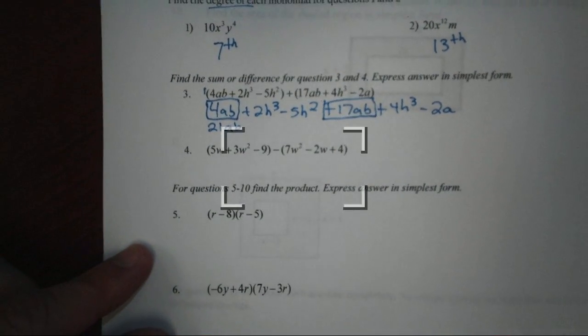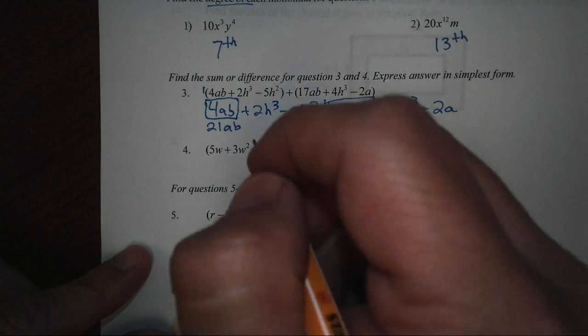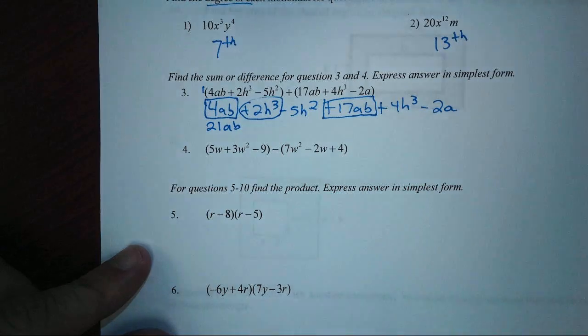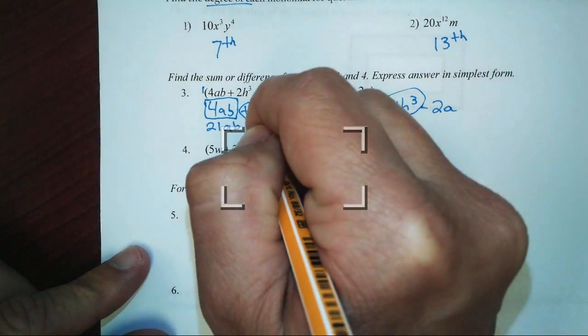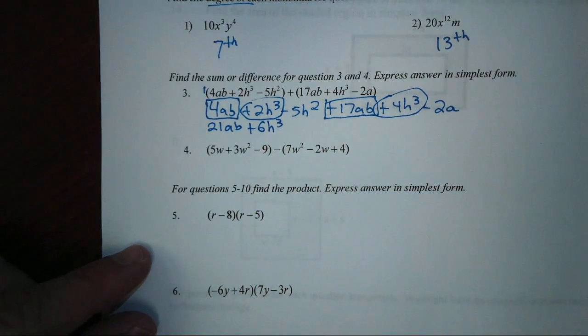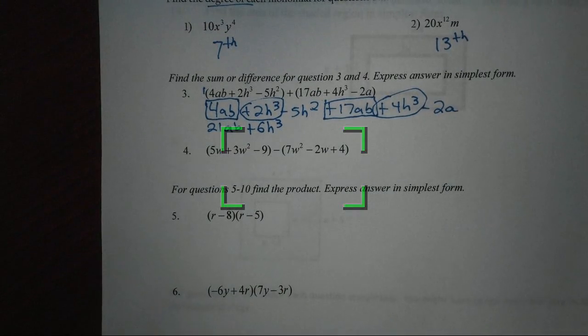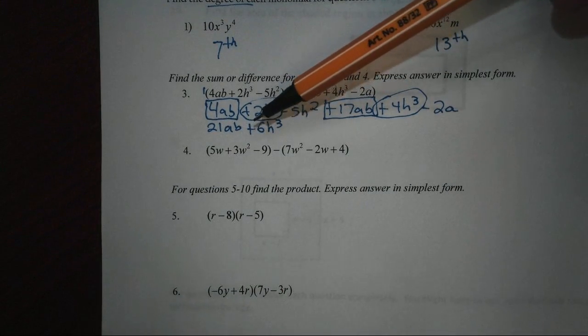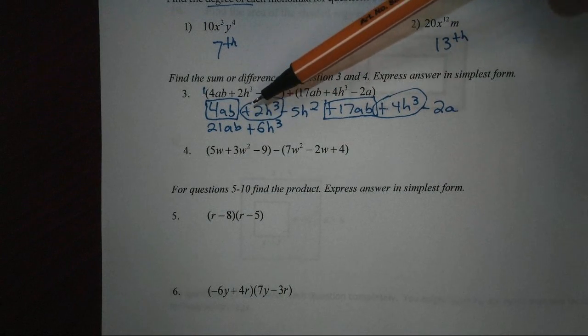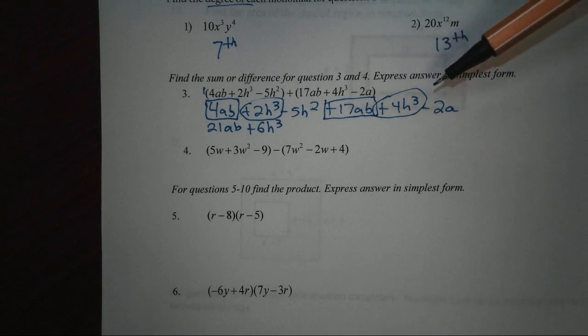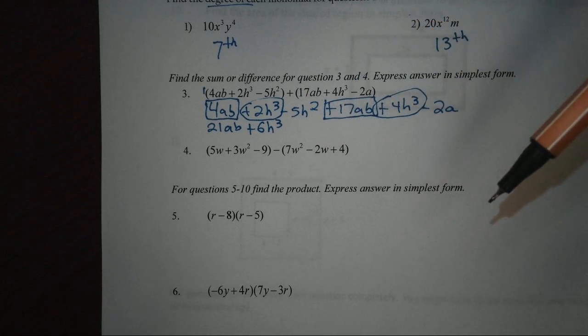Then I look for anything else that's the same. I got some h to the thirds, so a positive 2h to the third, a positive 4h to the third. So that gives me a 6h to the third. And notice that we're only changing the coefficient, or that's the fancy name for the number in front, because we're changing how many we have, not what we have. We still have ABs, we still have h to the thirds, but we're changing how many we have because we're putting them in one group.